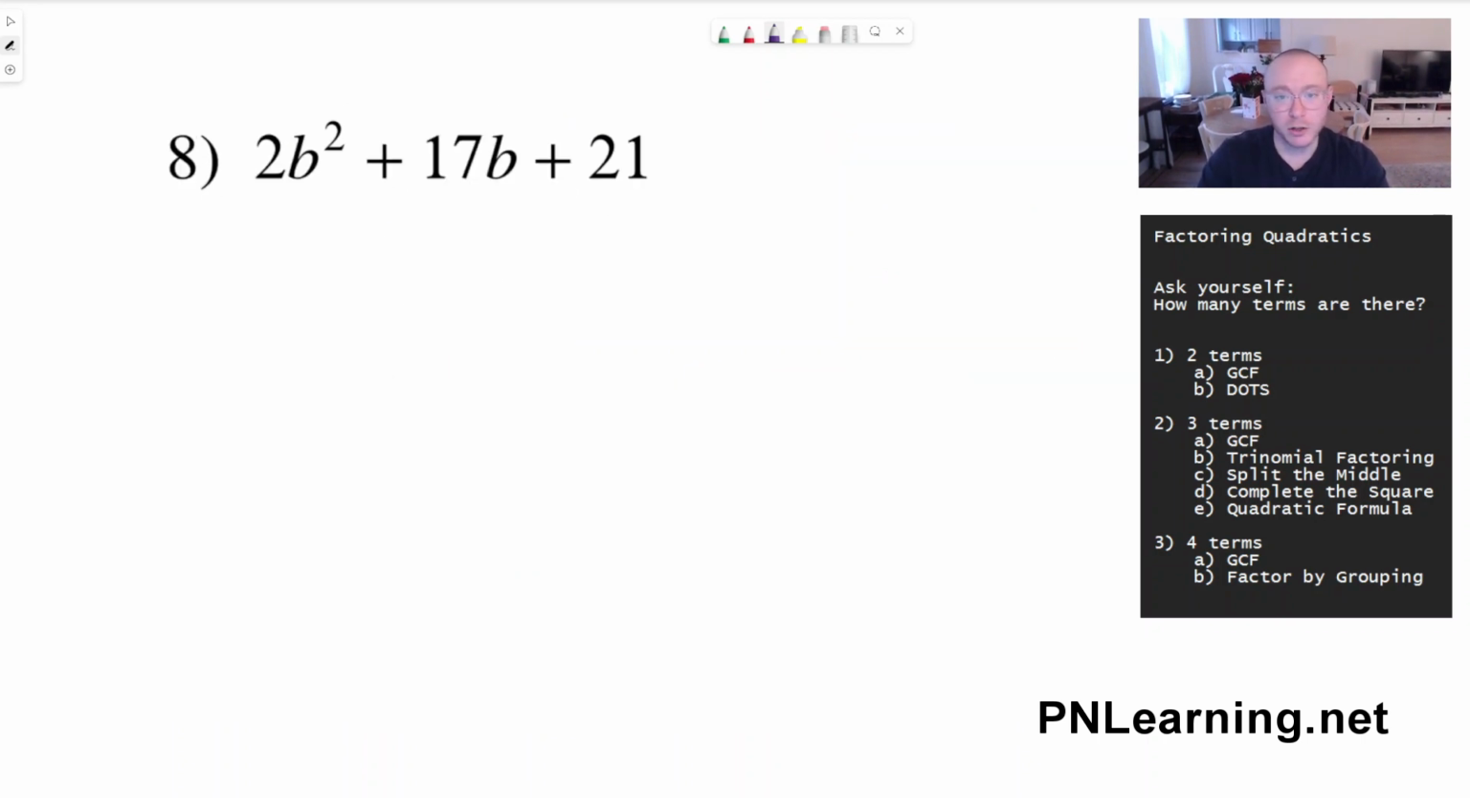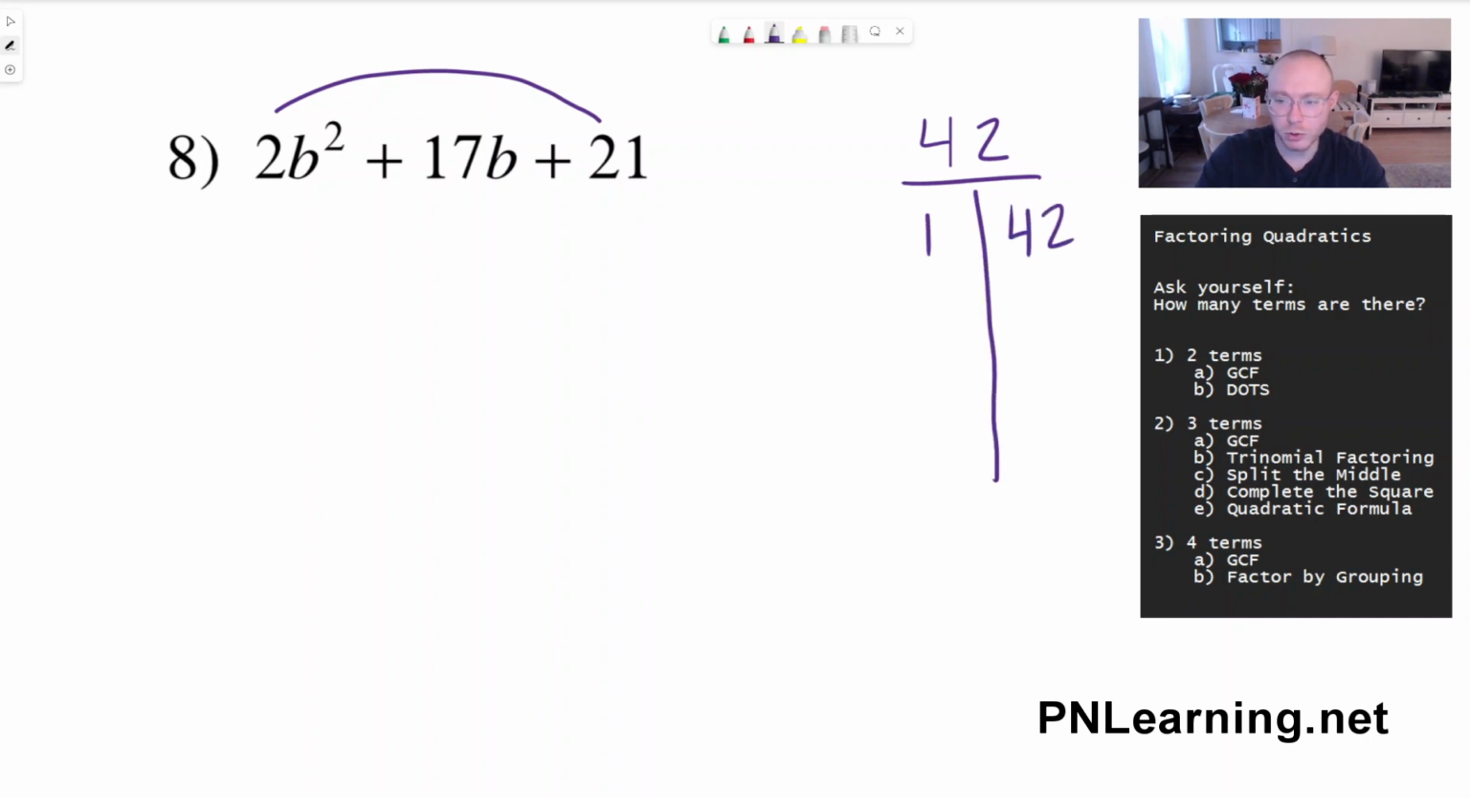All right, here's number 8. Let's start moving a little quicker. This is another split the middle, right? We've got 3 terms and nothing is going to be factoring out. So we're going to go ahead and do a times c. 2 times 21 is 42. And this is not too big. We should be able to factor this one in our heads.